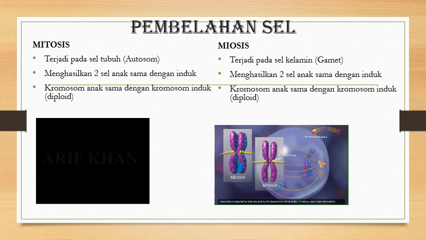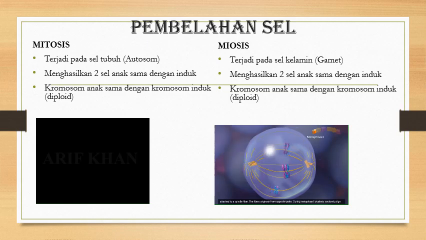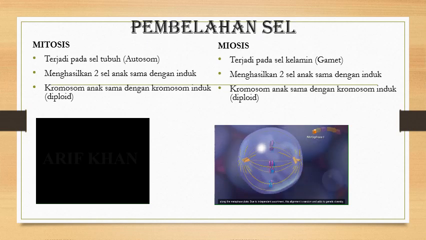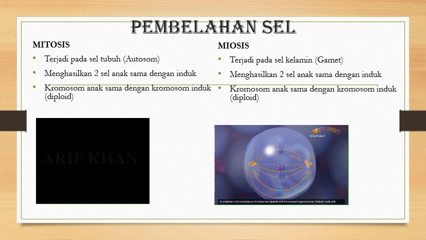In mitosis, each sister chromatid is attached to a spindle fiber. The fibers originate from opposite poles. During metaphase I, bivalents randomly align along the metaphase plate. Due to independent assortment, this alignment is random and adds to genetic diversity. In anaphase I, the homologous chromosomes separate and move toward opposite poles.